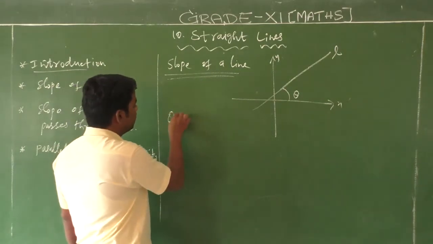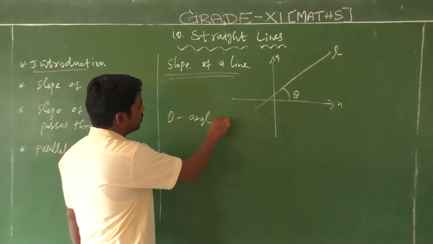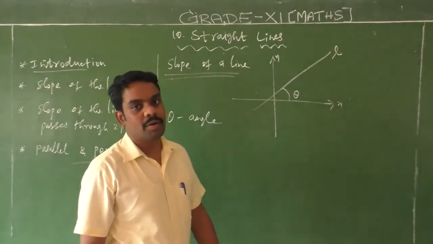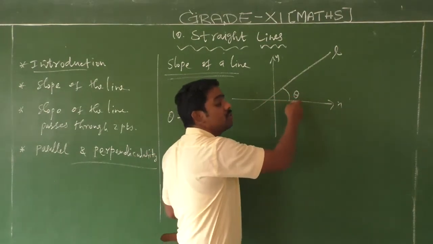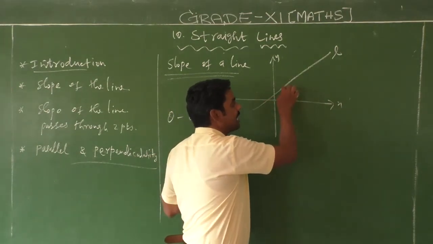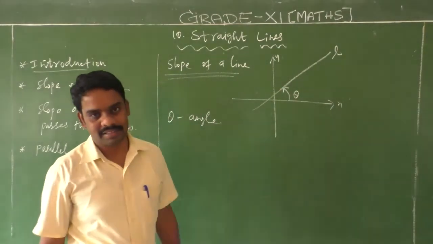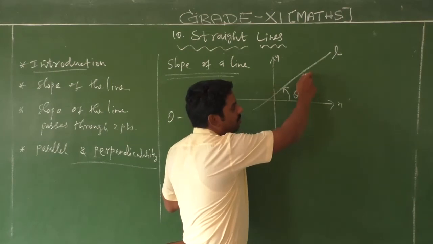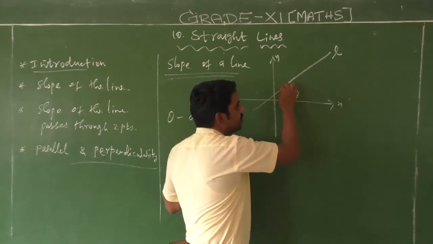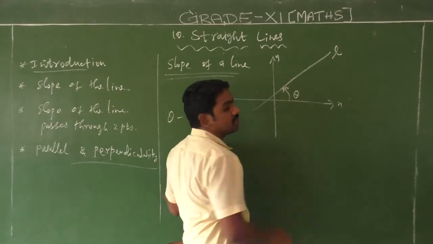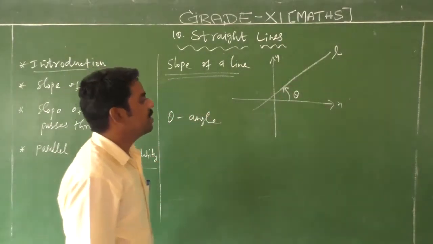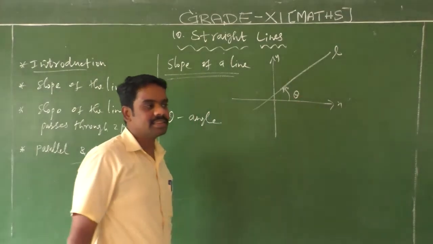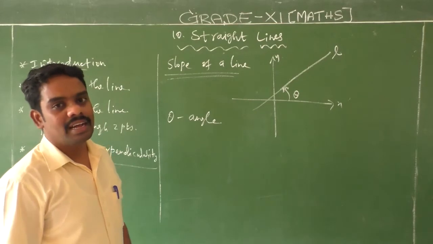Theta is the angle made by the line with the x-axis in the positive direction, measured anti-clockwise. Theta is the angle of a line made with the x-axis in the positive direction, measured anti-clockwise. Theta is the inclination of the line. It is called the inclination of a line.